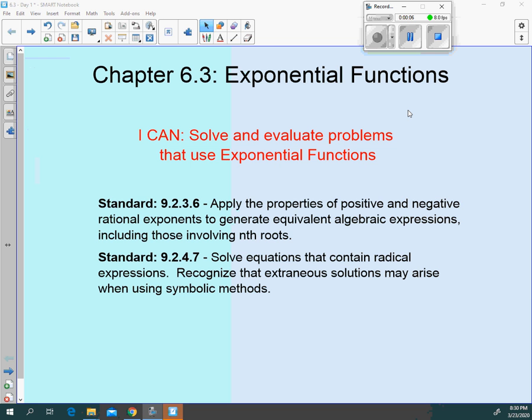We are on to our next section, which is the uber important exponential functions. We're going to switch this up from what we would normally do in class. I'm just going to explain it, and we'll see how it goes, right?